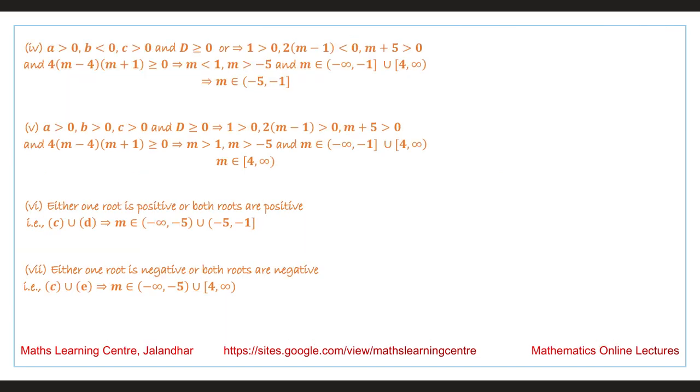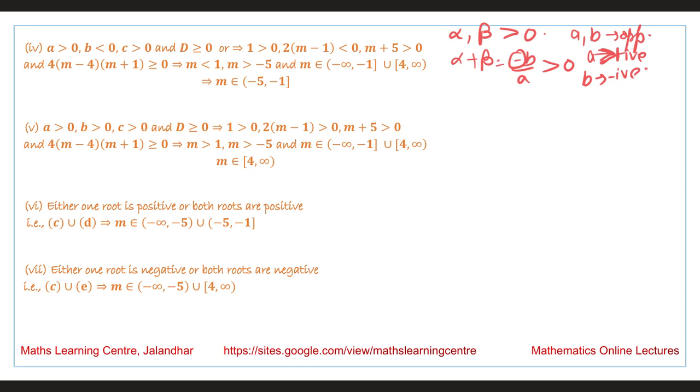Now the next case we have, both roots are positive. So if both roots are positive, we are considering the roots to be alpha and beta, and both of these are greater than 0, then clearly we have alpha plus beta is equal to minus b by a should be greater than 0. So we have the condition over here that a and b should have opposite signs, because of this minus sign. A is clearly positive, so b is negative.